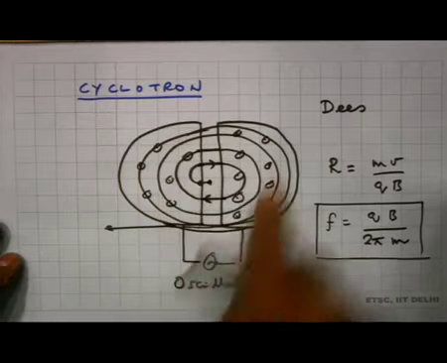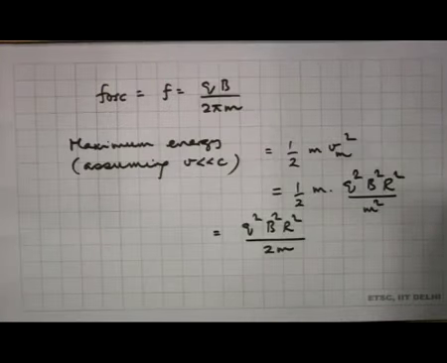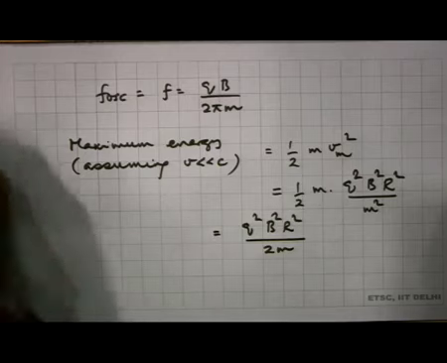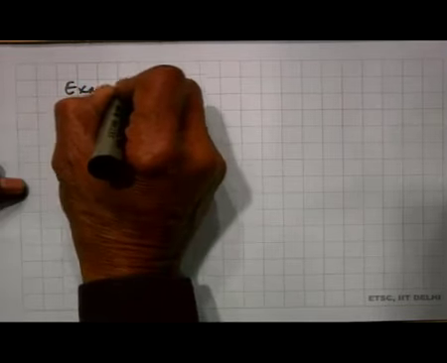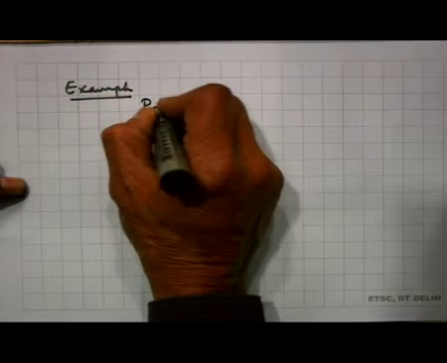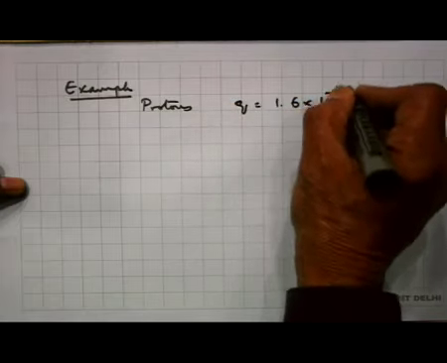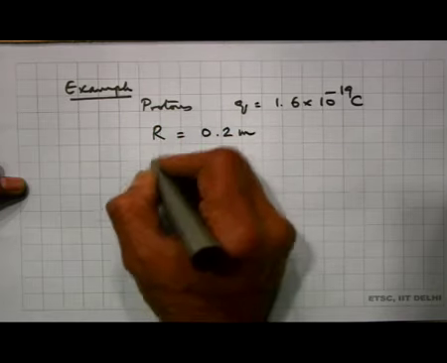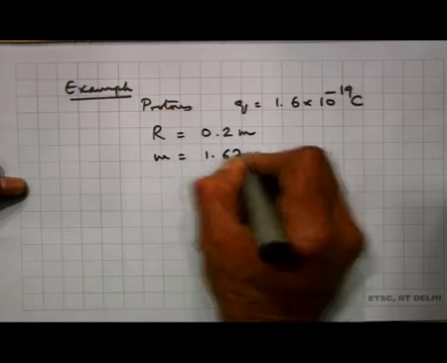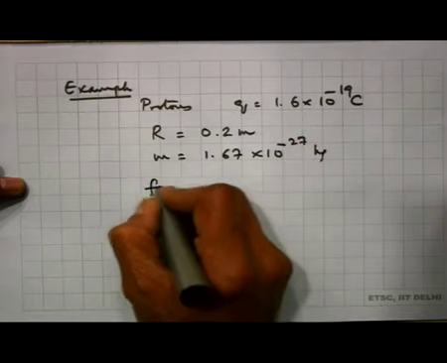So the maximum radius that the particle can have is the radius of the D, and it comes out of the D with this energy, which is q squared B squared r squared by 2m. We can look at one example here. If you take protons, q is equal to 1.6 times 10 to the minus 19 coulomb. Let me take a radius of 0.2 meters. The mass of the proton is 1.67 times 10 to the minus 27 kilogram. I leave this calculation to you.